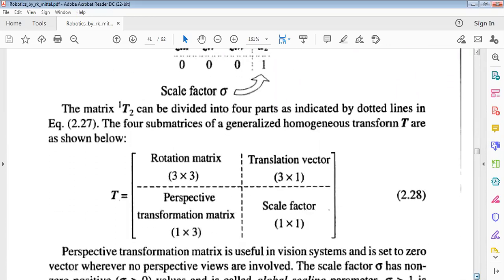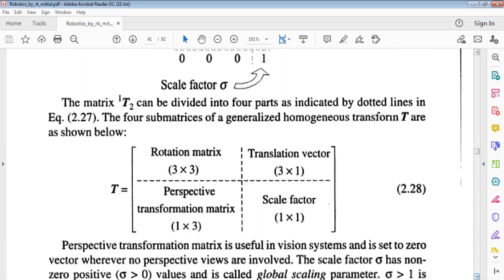So let us look at the different parts of this matrix. This matrix is actually divided into 4 parts, which are separated by the dotted lines as shown in this figure. The four submatrices of a generalized homogeneous transformation are: the first 3 by 3 matrix is known as the rotation matrix. It is always the rotation matrix.